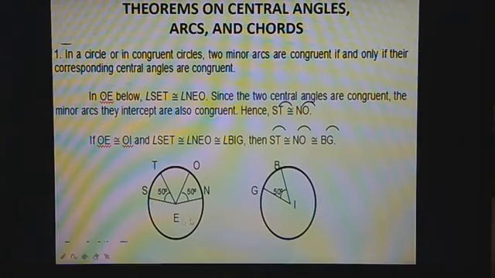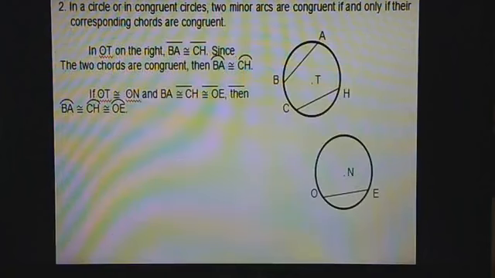If circle E is congruent to circle I and angle SET is congruent to angle NEO, congruent to angle BIG, then their corresponding intercepted arcs are also congruent. So we can say that arc ST is congruent to arc NO, congruent to arc BG. So that is, in a circle or in congruent circles, two minor arcs are congruent if and only if their corresponding central angles are congruent. So that's theorem number 1.